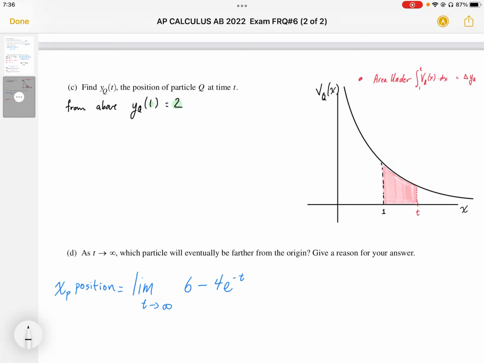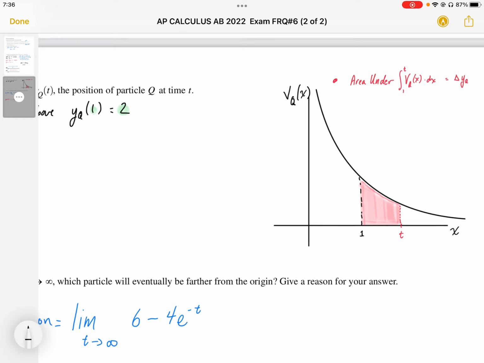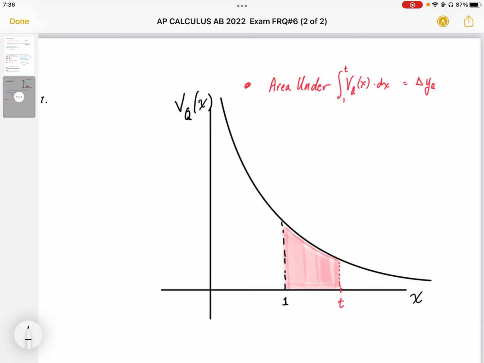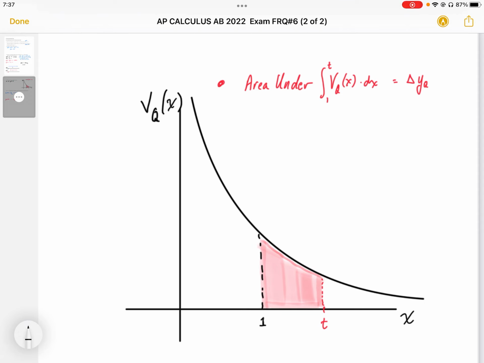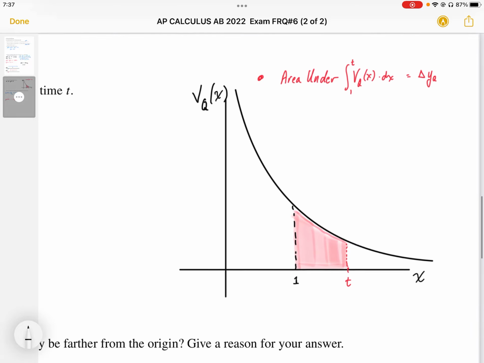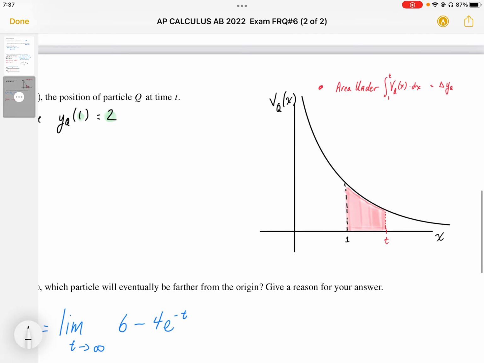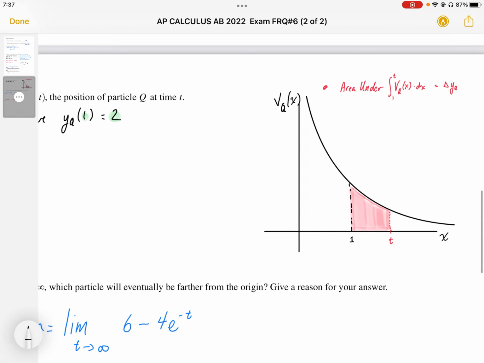Question number 6C. It says find yq of t, the position of the particle q at times t. So this is our vertical position, and from above we've been given that the position at t equals 1 is y equals 2. So now in general, we can say that the area under the velocity curve is our displacement. So in this case, the area under the VQ graph is the change in the y position, okay? So we're going to use this change and initial starting point to come up with the equation for y.